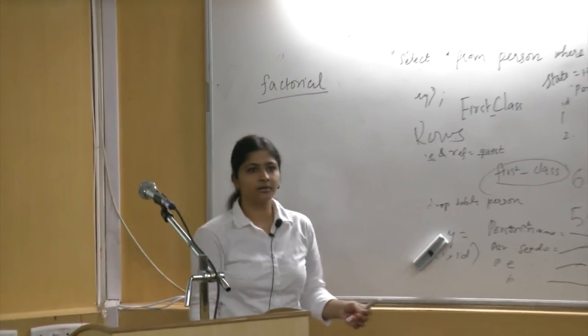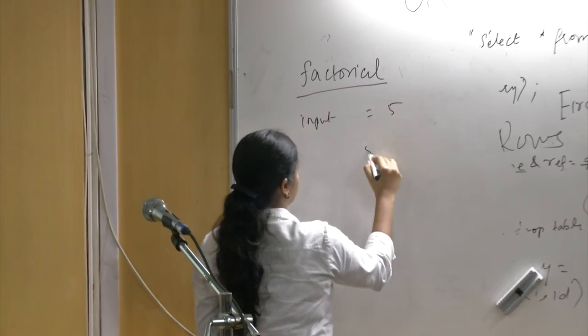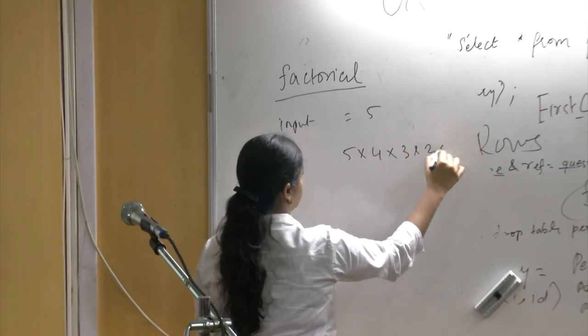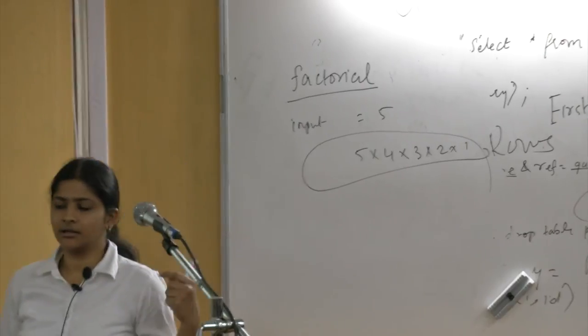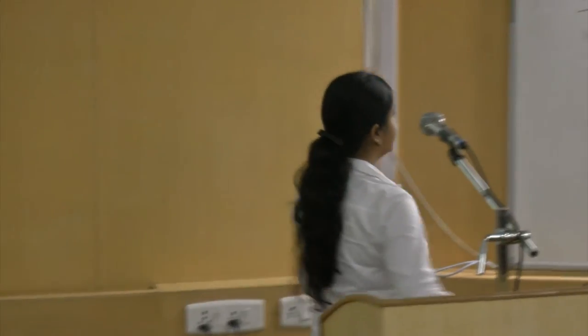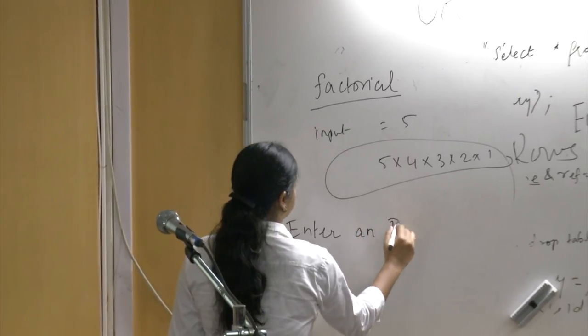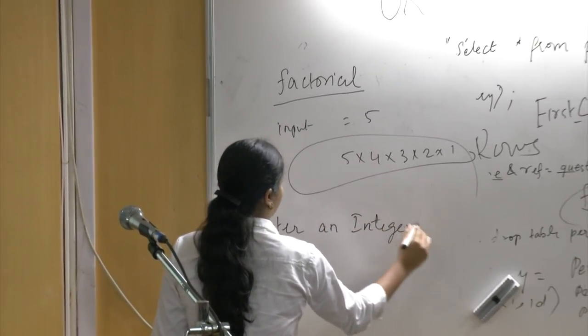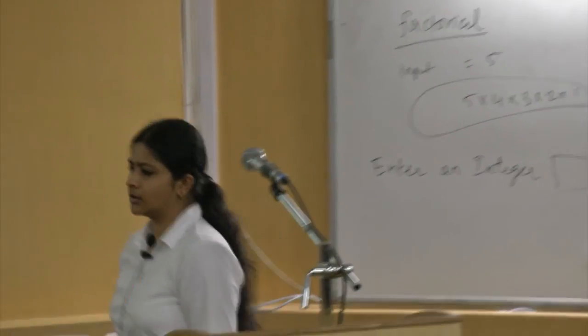People will do it recursively. So if I give an input of 5, you will get 5 into 4 into 3 into 2 into 1. You get this as a result. So what are the exceptions which can be there? I give an int, enter an integer. We give a box. So what are the exceptions which can be available here? Can you list out the exceptions, please?